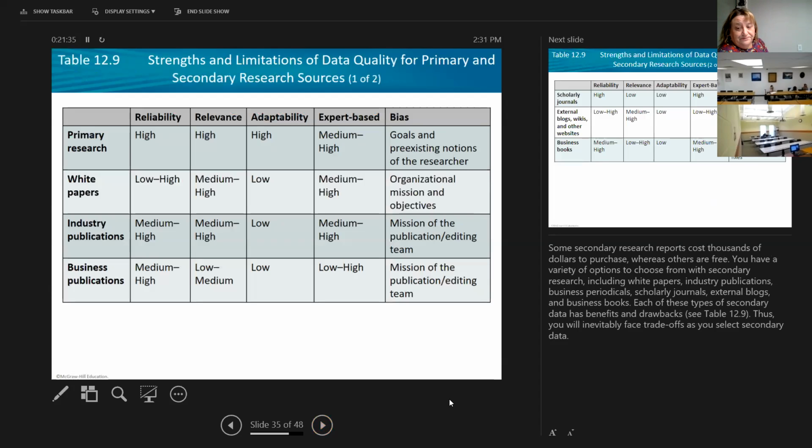A white paper is usually done on a specific problem or project in a company. It can range in reliability and relevance. Low adaptability, you can't take that and apply it to other things usually. Medium to high expertise, but the bias is sometimes geared towards whatever the organization's mission is. Industry publications are usually fairly good, maybe not so adaptable, but usually good places to pull some research data.